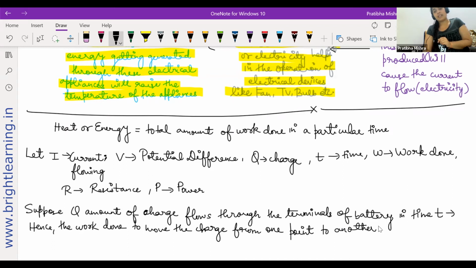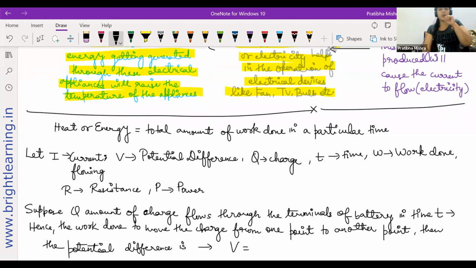So how will you write this? What will be the potential difference? Then the potential difference is expressed as, potential difference is what? V is equal to what? W Q. Work done to move the charge, right? It will be WQ. Okay. Done.